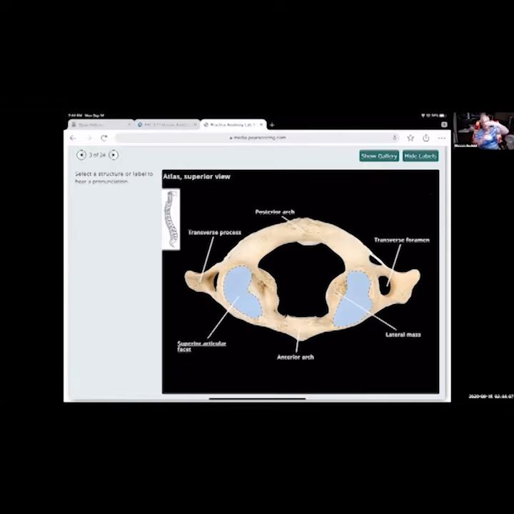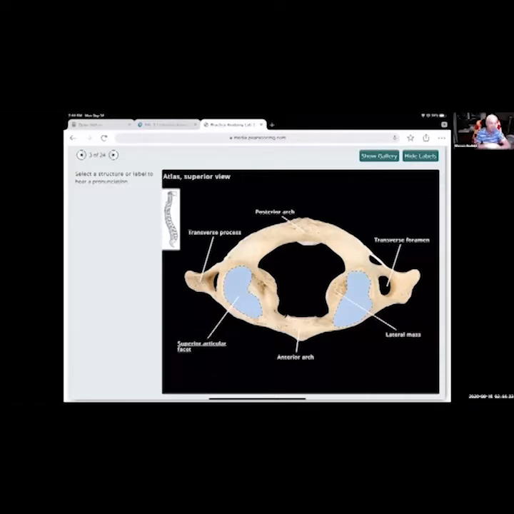You have a superior articular facet. That's where the vertebrae connects to the occipital bone. Then you'll have an inferior articular facet on the other side, and the next vertebrae below it has a superior articular facet that fits into that. So the superior articular facet connects to the occipital bone, or occipital condyle. That's the top part of it.